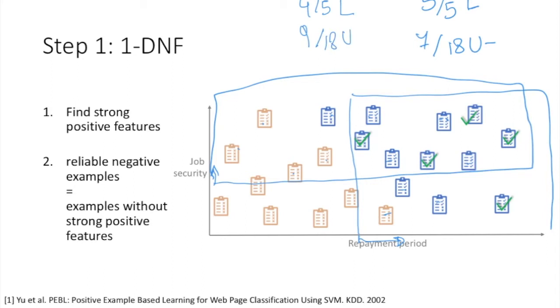So now that we have two strong positive features, we can find reliable negative examples as the examples without any strong positive features at all. So the remaining examples that are strongly negative are the ones that fall outside of these two boxes. So this will be a strongly negative one, this one, this one, this one, and this one. So now using this 1-DNF technique, we found all of the reliable negative examples. And then starting from these, we can train a classifier.